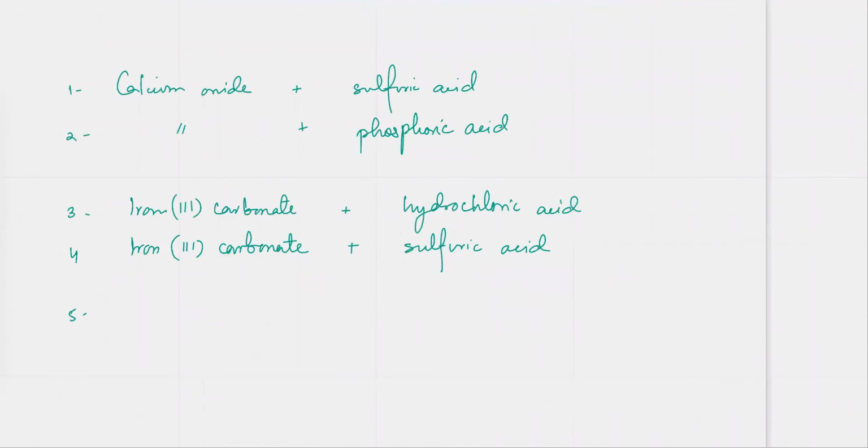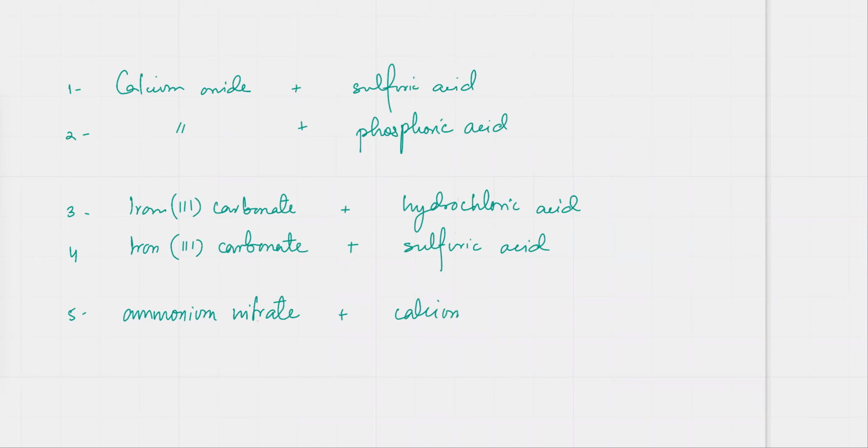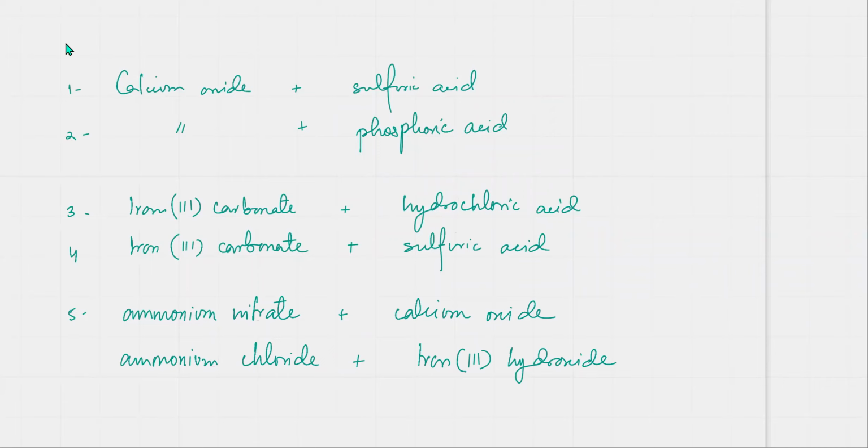Number 5 is, let's do an ammonium salt reaction. Let's say I've got ammonium nitrate reacted with calcium oxide. And you've got ammonium chloride reacted with iron 3 hydroxide. So 6 reactions that you need to do.